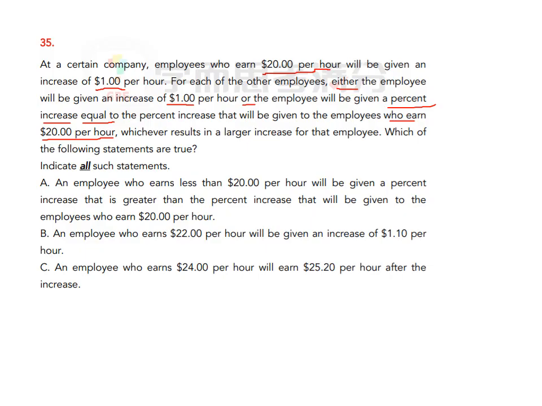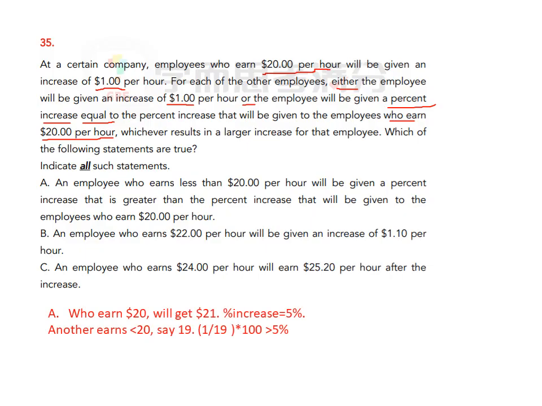And an employee who earns less than $20 will get a percent increase in this case. So how much percent increase for the employee who earned $20? It is a 5% increase. How have we found it? 21 minus 20 divided by 20 multiplied by 100. So you get a 5% increase.